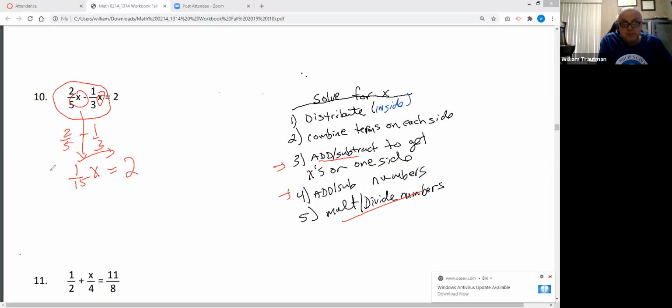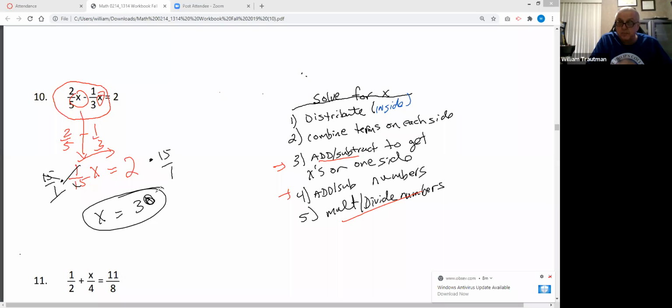Almost says flip it. 15/1, multiply, and multiply this side by 15/1. That ends up being 1x, and 2 times 15/1 is 30. Okie dokie. Please practice these on your calculator.